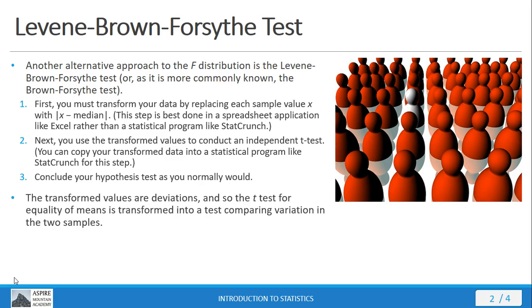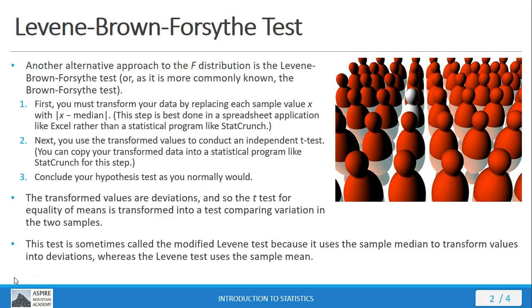Now, the transformed data values are essentially just deviations from a set value. In this case, it's the median. So the t-test for equality of means becomes transformed into a test comparing variation in two samples. That's why we can use the test that we normally use for two independent mean values when we're actually testing two standard deviations or variances.